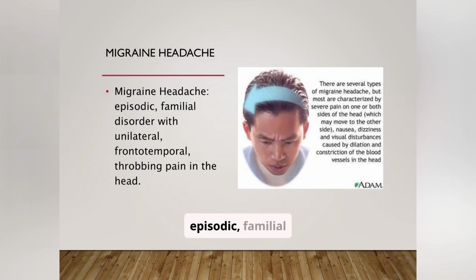Migraine headaches are more than just a bad headache. They're episodic, familial disorders often characterized by intense, throbbing pain. We'll explore the underlying mechanisms, including the role of blood vessel dilation and constriction, and discuss the associated symptoms like nausea, dizziness, and visual disturbances.